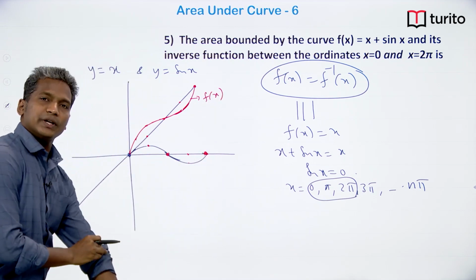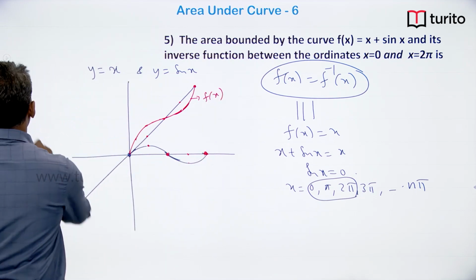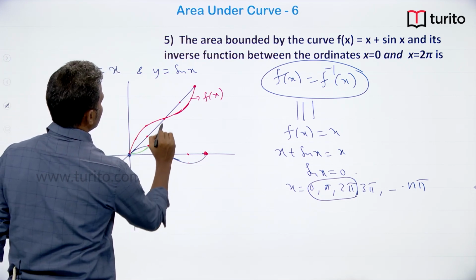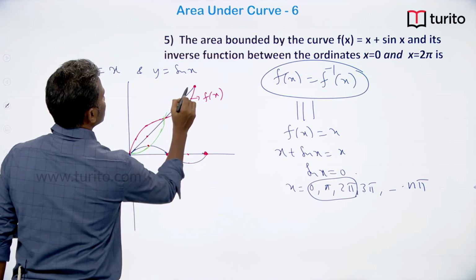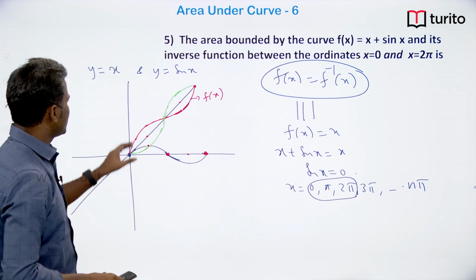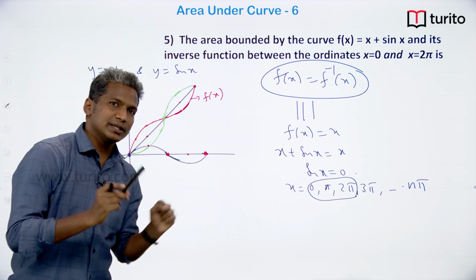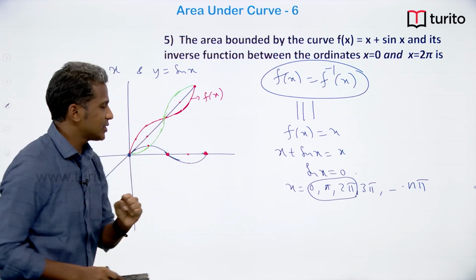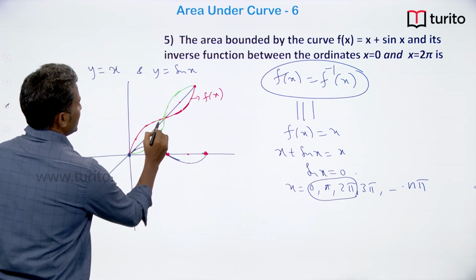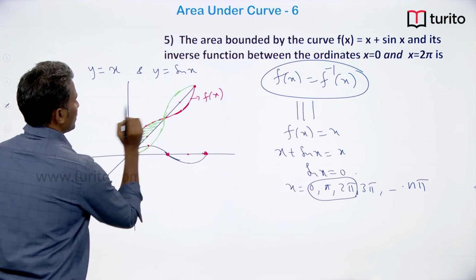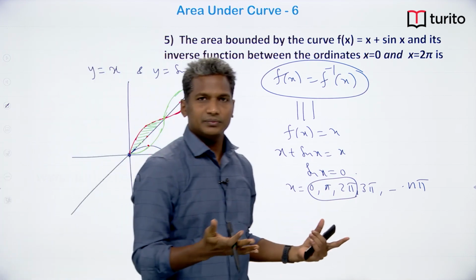If this is our f of x, what about f inverse of x? F inverse will be a complete reflection of the same graph about the y equal to x line, right? So this way we can draw the graphs. Now what is the bounded area? Bounded area is this complete area of these two loops. So if I just find this area and multiply that with 4, I will get the required area, okay.